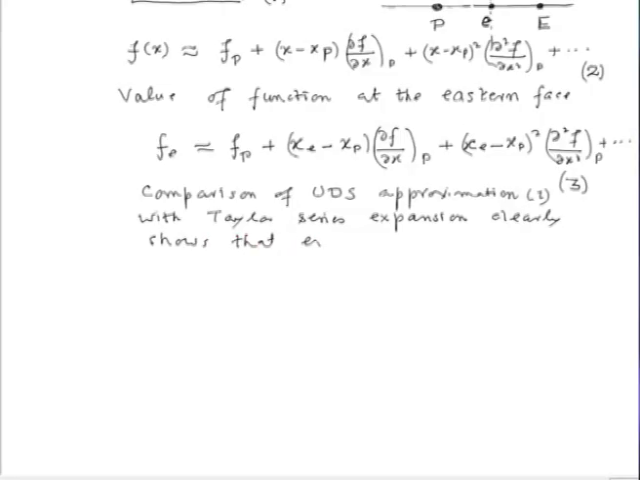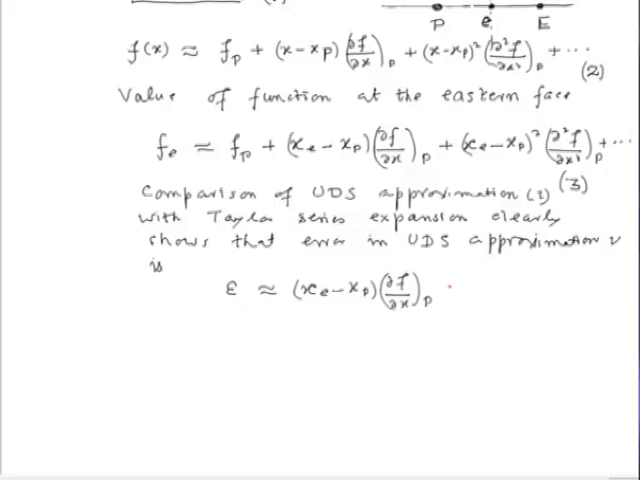That error in the UDS approximation is, let's call this error epsilon. So, this is x e minus x p del f over del x at P plus higher order terms.